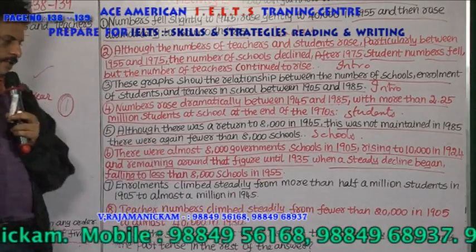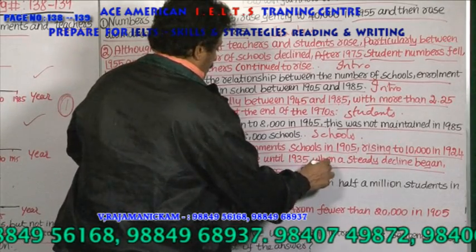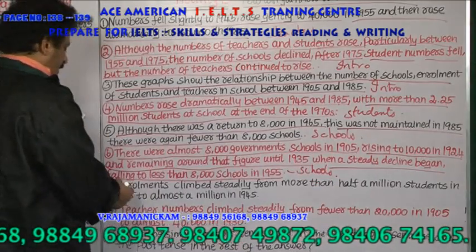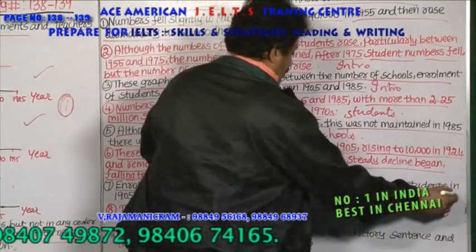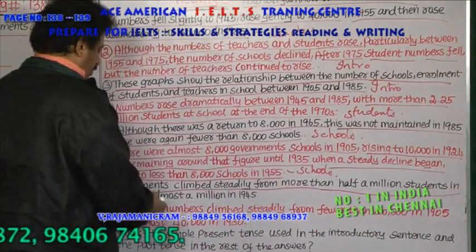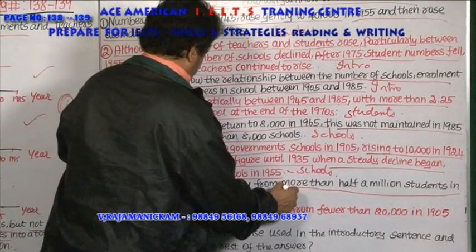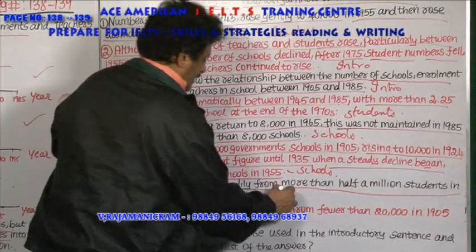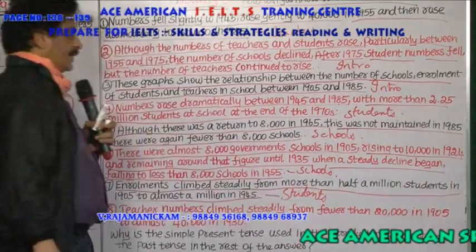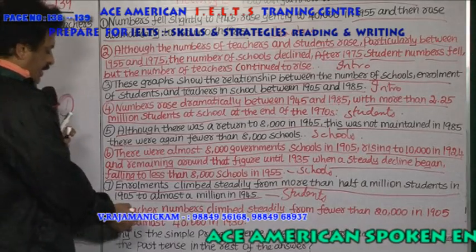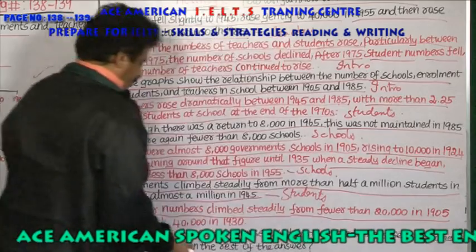Then coming here, enrollment climbed steadily from more than 500,000 students in 1905 to almost 1 million in 1945. So it should be about students. Now coming here, the teachers' number climbed steadily from fewer than 20,000 in 1905 to almost 40,000 in 1930. So it should be about teachers.